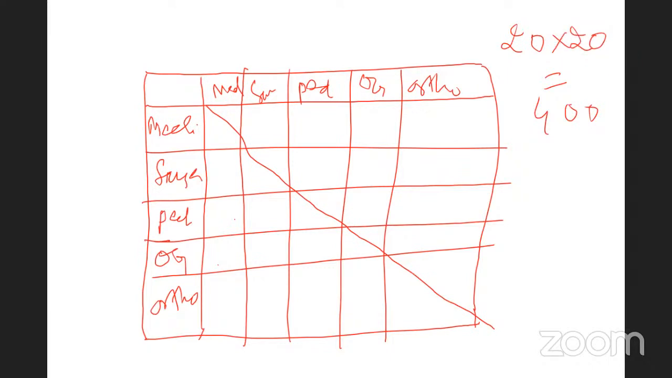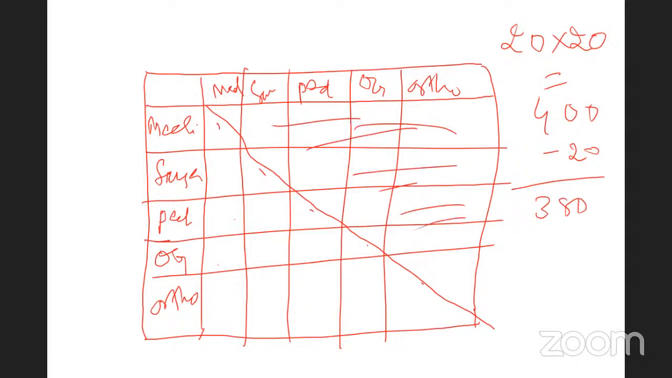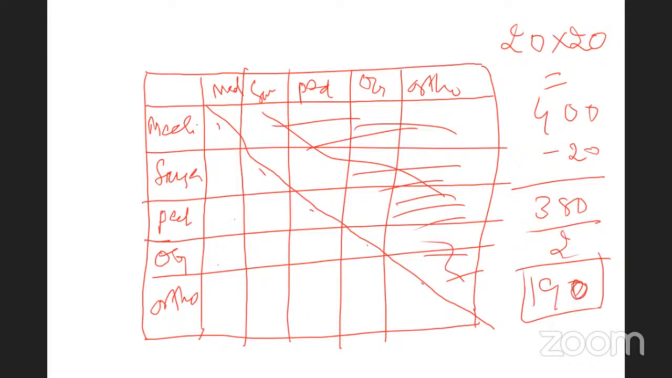Okay. Now, this 400, you minus 20, because these 20 cells, 1, 2, 3, will be the same. So you remove them, so it will be 380. Now, this is a mirror image, so you need not write anything over here. Right? So divided by 2, 190. So there are 190 cells you need to think over, 190 times. Your brain needs to work out whether you want to take this or that, if there are 20 specialties.